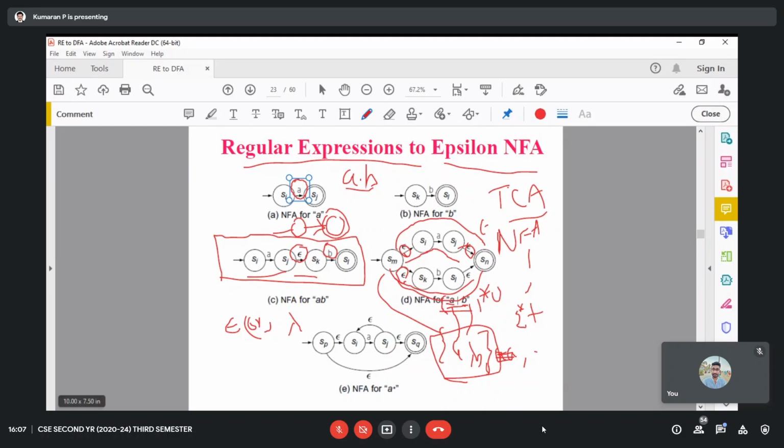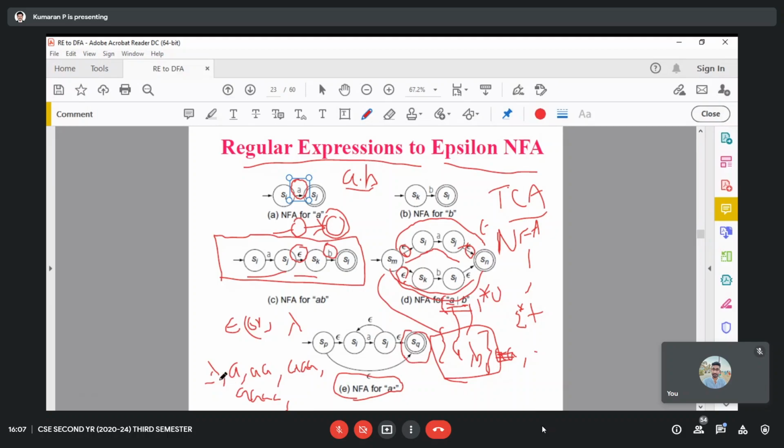Okay. So now we can come to the closure, which is very, very important. What is this A star? A star is the lambda. A star is a single A. A star is a double A. A star is a triple A. A star is all combinations of A. Then how to do that? From a state with the empty transition, I can go to the final state also, for lambda. Fine.